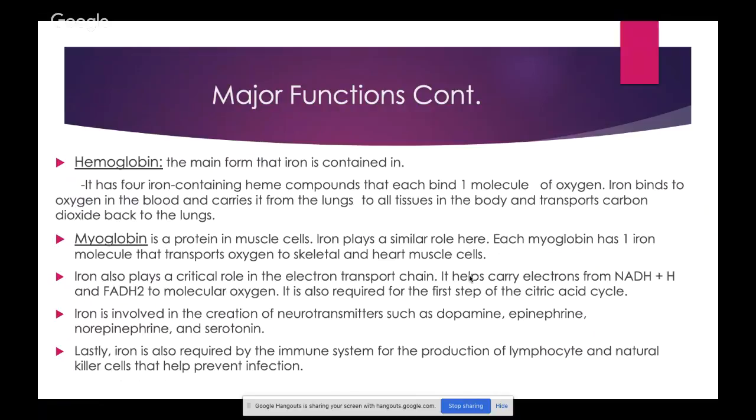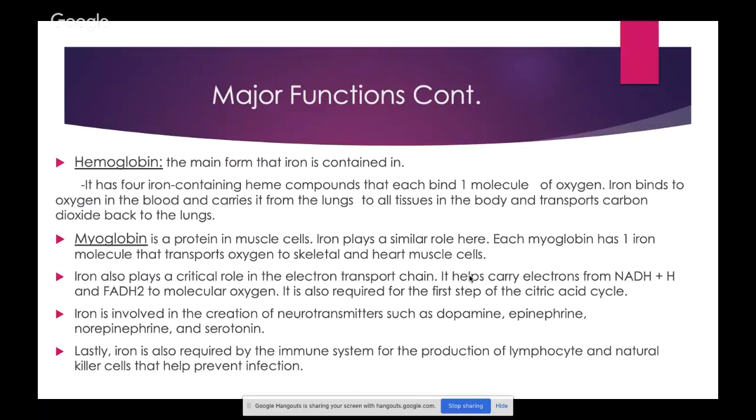Myoglobin is a protein in muscle cells. And iron in this situation plays a similar role as hemoglobin. Each myoglobin has 1 iron molecule that transports oxygen to skeletal and heart muscle cells and then carries the carbon dioxide back to the lungs.